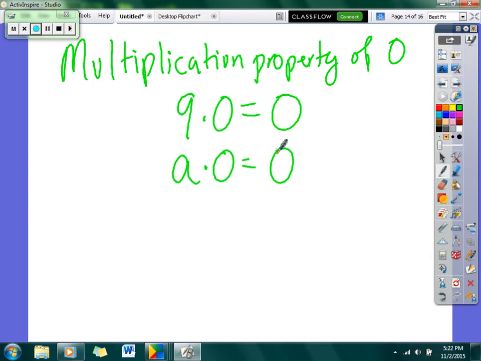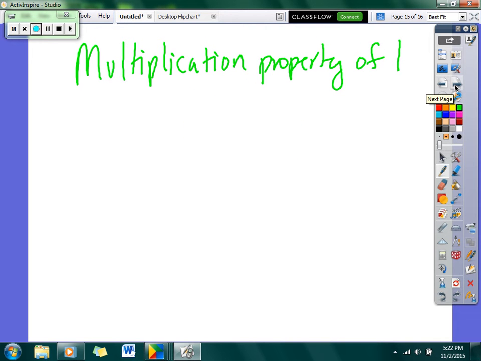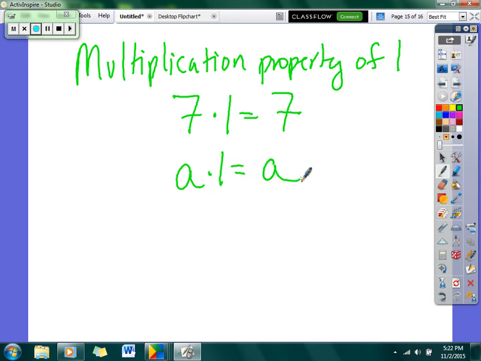This is kind of similar to the multiplication property of 1. If I have 7 times 1, I'm always going to get 7. So a times 1 will always be a. And these are true 100% of the time. Now let's look at example number 2.